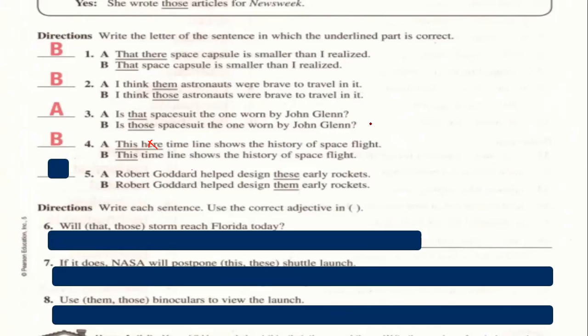Number five. Page 341. Abdullah, number five. A or B? Yes, because we do not use them. Saud, number six, choose. Directly look at the words after this bracket. After these brackets, then you'll know.